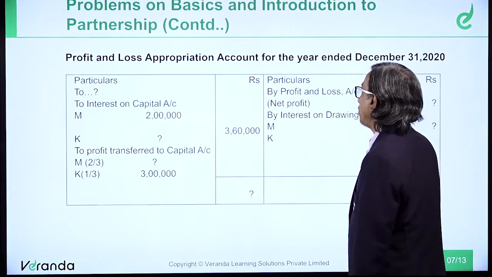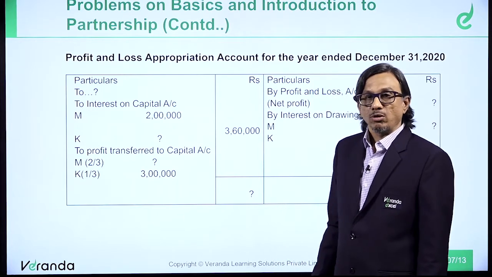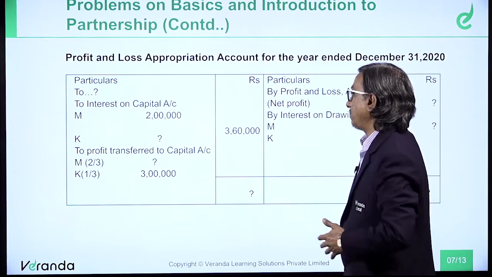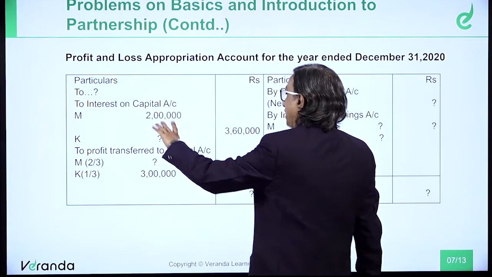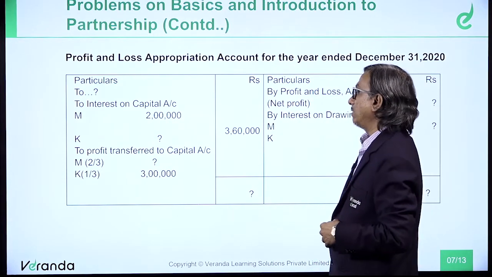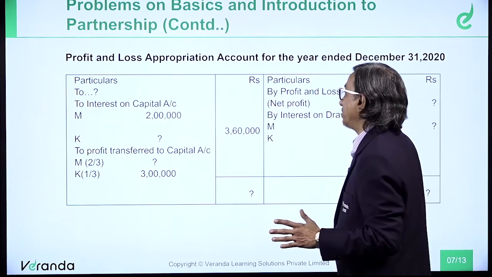So, they have given you the profit and loss appropriation account for the year ending December 31, 2020. Lot of missing figures. In fact, everything is missing. Only the interest on capital for M, 2 lakh, is there. Profit transferred to capital account for K, 1/3, 3 lakh, is there. All other information is missing.